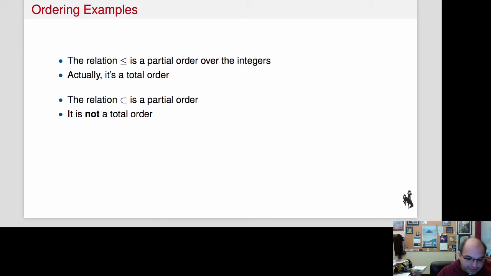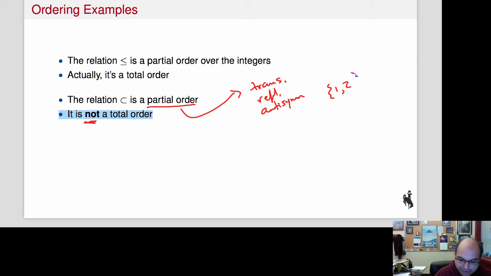And the relation subset, again, is a partial order, right? Because partial order, what does that mean? That means it is transitive, it is reflexive, it is antisymmetric, right? That's what that means. That's what a partial ordering is. It is not a total order because it doesn't let me arrange all sets. So in here I can't compare those two sets, right? They're not comparable, so it's not a total order.